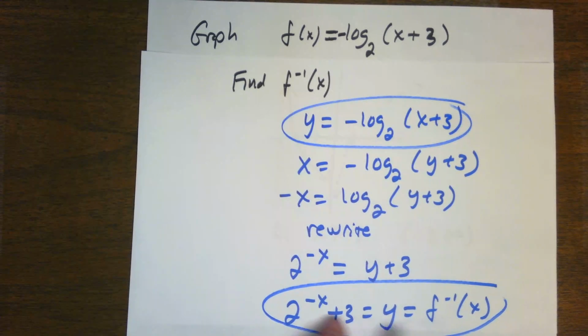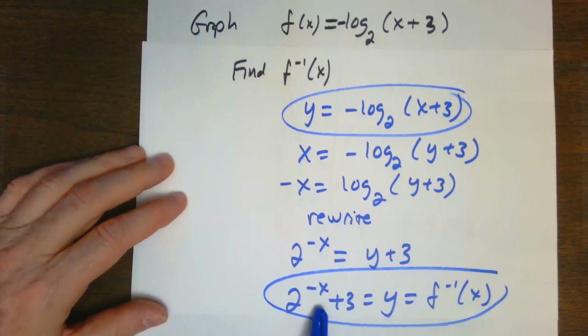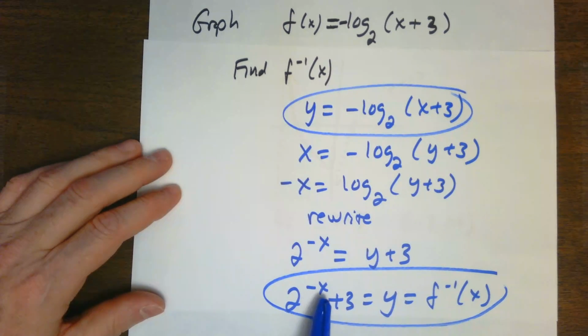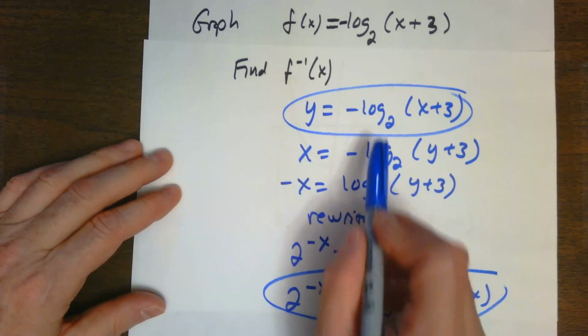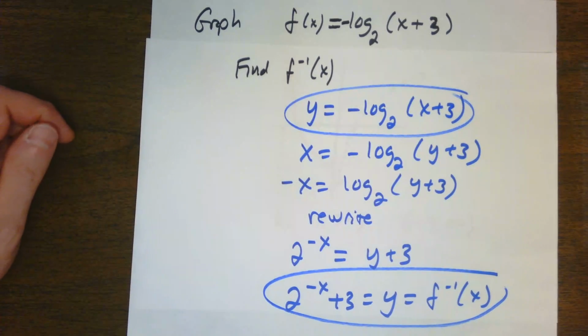The domain of this function is going to be, well, let's see, what's the domain of the inverse? You can plug in anything you want in there for x. The domain here is all real numbers. That must mean that the range up here was all real numbers.